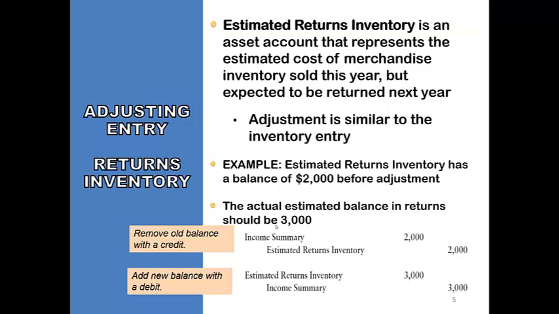So in the first step, we're going to remove the old balance of $2,000 with a credit to estimated returns inventory with an offsetting debit to income summary. And in the second entry, we're going to add in the new estimated figure. So there we will debit estimated returns inventory for the new estimate of $3,000, and then offset that debit with a credit to income summary.